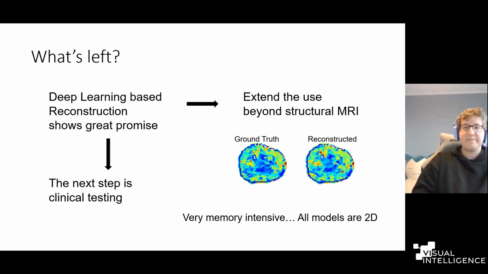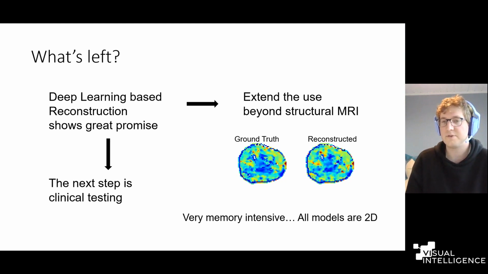So what's left for this? Well, deep learning based reconstruction shows great promise. The images look great, but it hasn't really been done for clinical testing yet. So the next step is, of course, to do clinical testing. And another thing is that most reconstruction frameworks using deep learning only do the most common structural sequences, like the ones you've seen, like the T1, T2, and FLAIR, most of which have been shown here. But they don't do less common sequences.